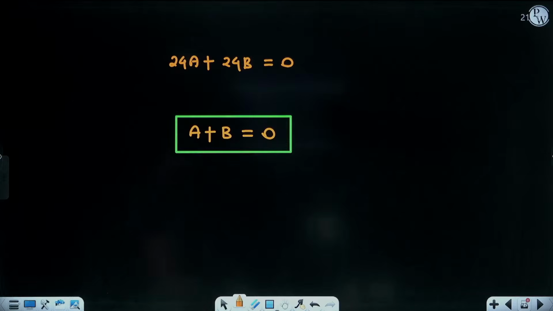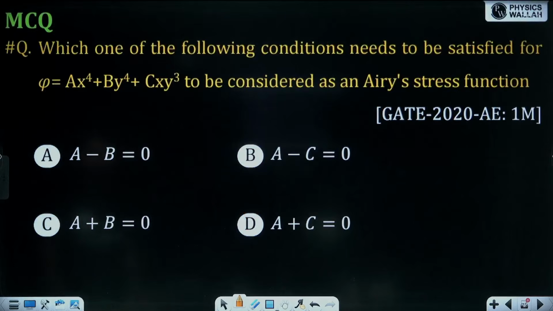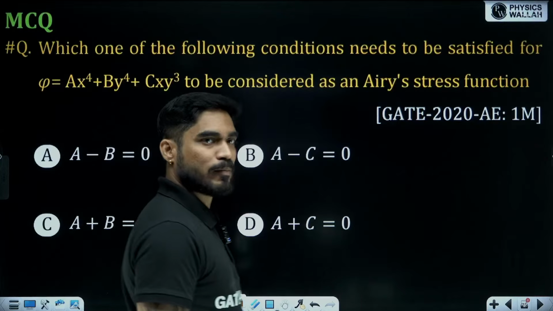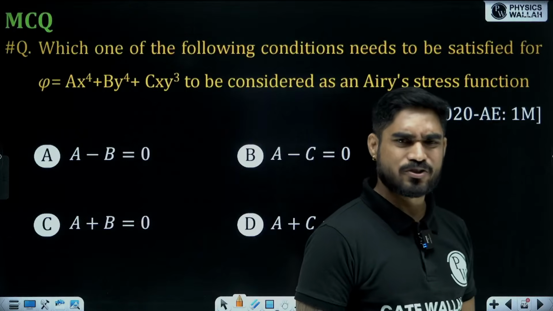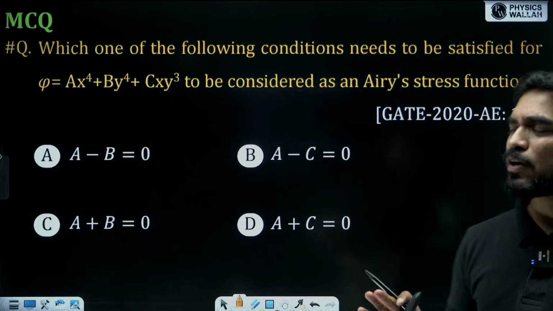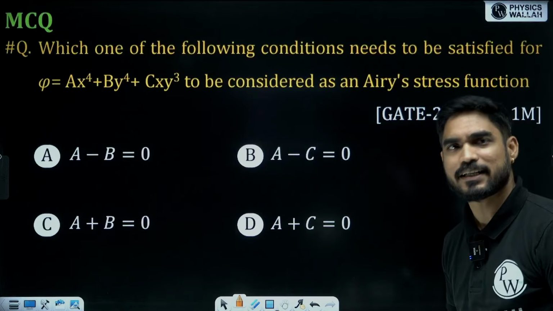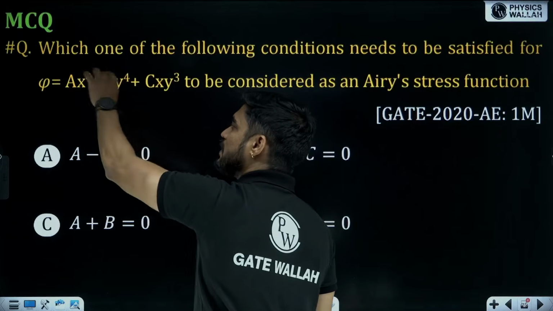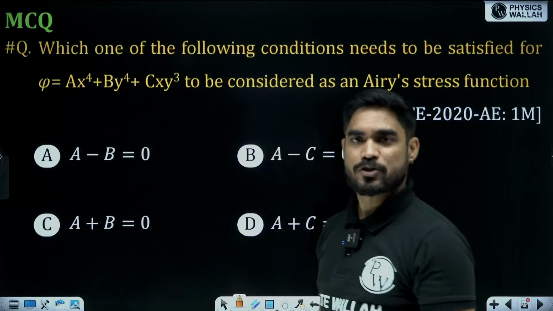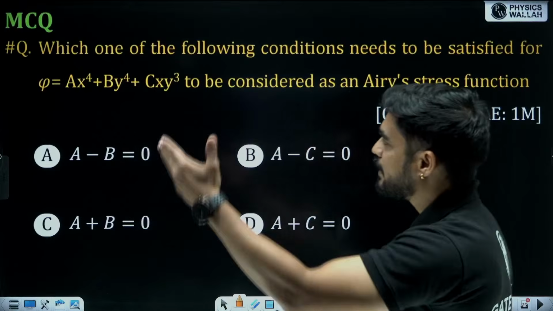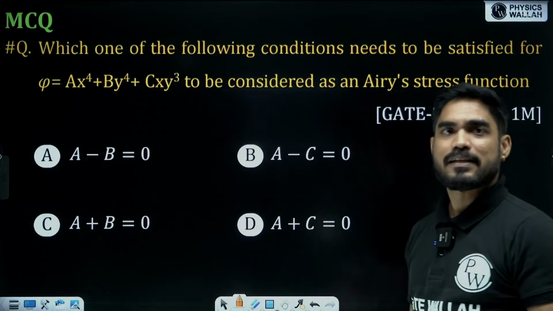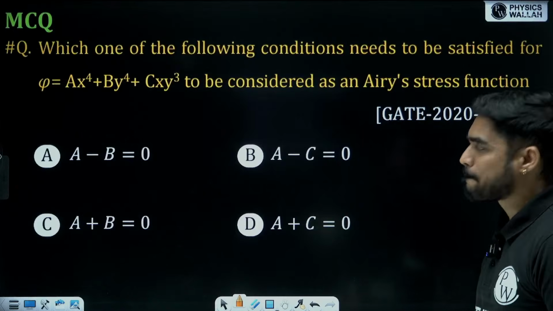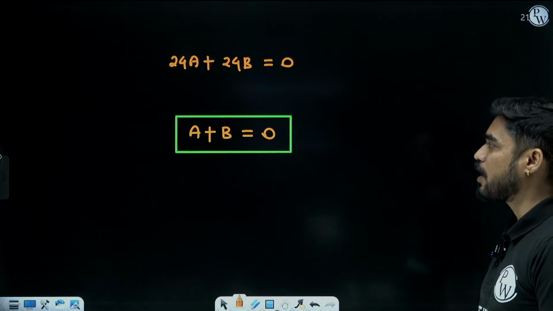This was only for 1 mark and this was from GATE 2020. Okay, so by now you might have understood a little bit about what type of problems you are going to get, right? They will give you the Airy stress function. You just need to find all these constant values in most of the problems. You just need to find these A, B, C, either the values of them or the relation between them. Okay, let's solve another question.